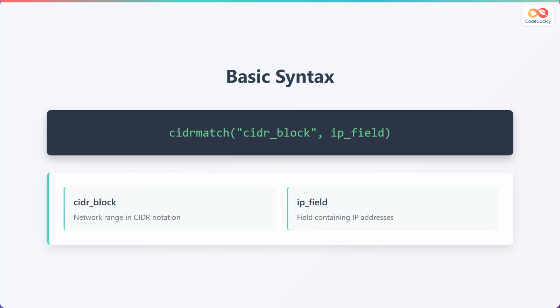The basic syntax of the CIDRmatch function is straightforward. You write CIDRmatch followed by parentheses containing two parameters. The first parameter is the CIDR block, which should be enclosed in quotes. This represents the network range you want to check against. The second parameter is the IP field, which is the field in your data that contains the IP addresses you want to test. For example, if you want to check if IP addresses in the source IP field match the network range 192.168.0.0/24, you would write CIDRmatch with the CIDR block in quotes, followed by the field name.